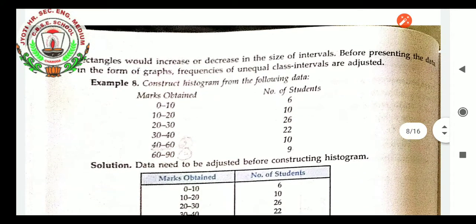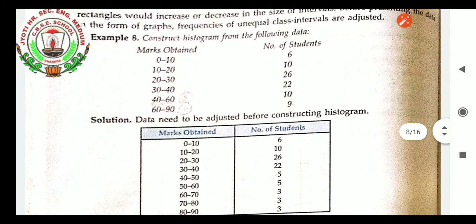Construct a histogram from the following data. Marks obtained, number of students. It is 0 to 10, 10 to 20, 20 to 30, and likewise the data is there. Number of students, you can see there: 6, 10, 26, 22, 10 and 9.